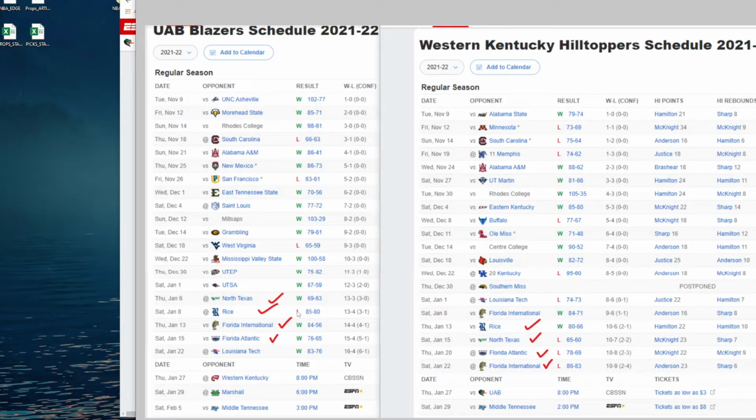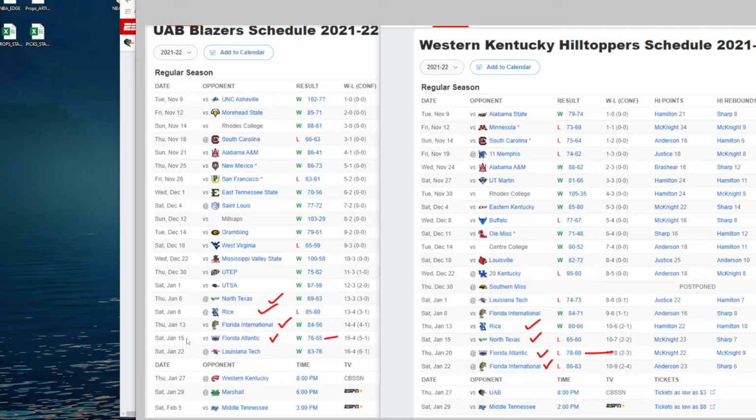Once I narrow down the ones I want to play, then I go look at Vegas money, and if there's a lot of money moving to one side, I'll go look at that game and say, what's our model think? Why is the money going here? And investigate it. So looking at UAB, they beat Florida Atlantic by 11, and then Florida Atlantic beat Western Kentucky by 11.